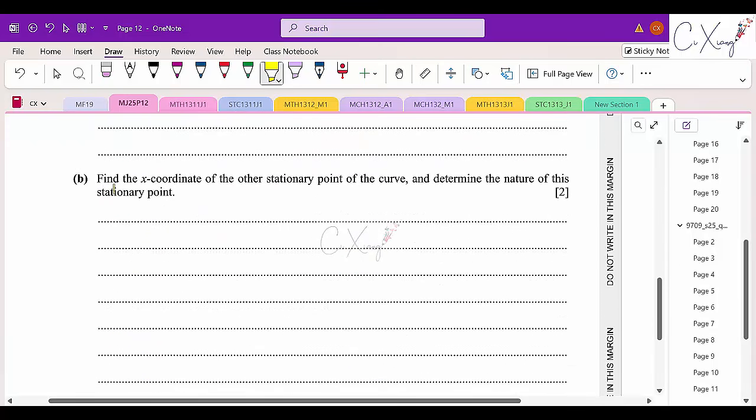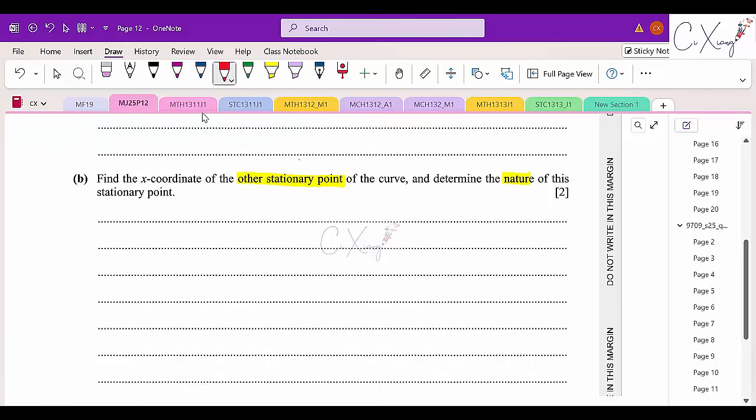Now they ask us to find the x-coordinate of the other stationary point of the curve, and determine the nature of this point. Again, to find the stationary point, we usually let dy/dx equal 0, then solve from there. Like what we have just now, dy/dx is 12/x² - 3 = 0. Then I have x² = 4, and x equals plus or minus 2 if you take the square root.